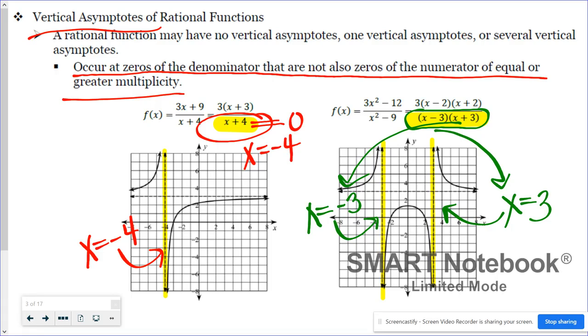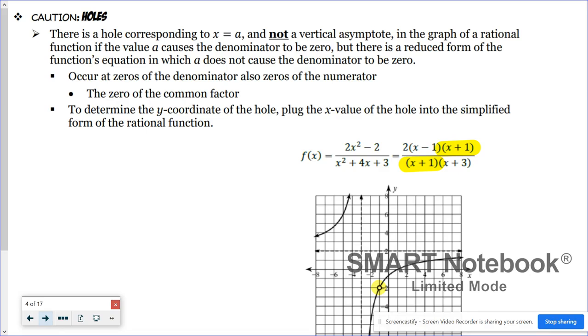I know what you're thinking. What are those, right? So if I have a common factor on top and on the bottom, what is that? That's a hole. Okay. So there is a hole in the graph and not a vertical asymptote if you have a common factor. So that's why it says it occurs at zeros of the denominator that are also zeros of the numerator, or more easily put, it's the 0 of the common factor.